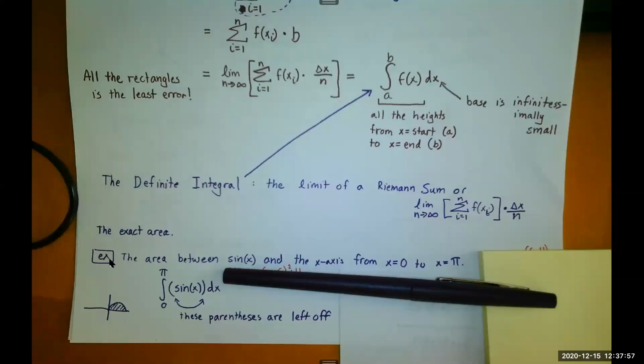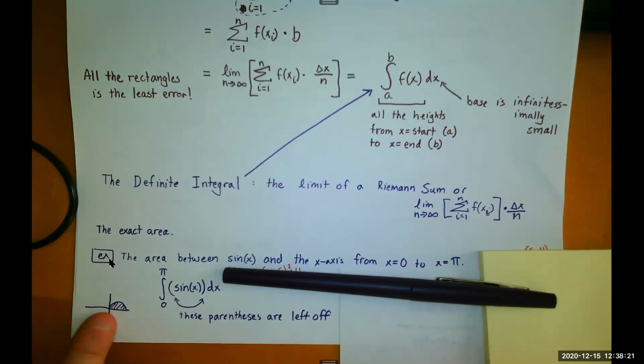So our first example here is just an example of looking at the notation. If the question asks for the area between sine of x and the x-axis from x equals 0 to x equals pi, graphically, this is what we're talking about over here. I've just got a scratch graph. I've got an x and a y-axis, and I'm only looking at sine of x. It happens to intersect the x-axis at both 0 and pi.